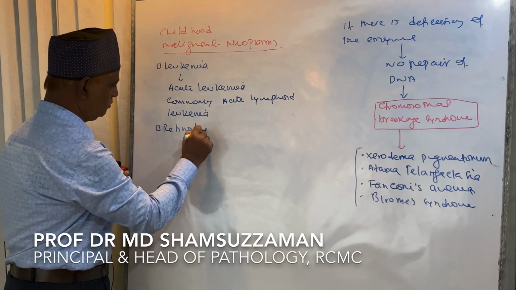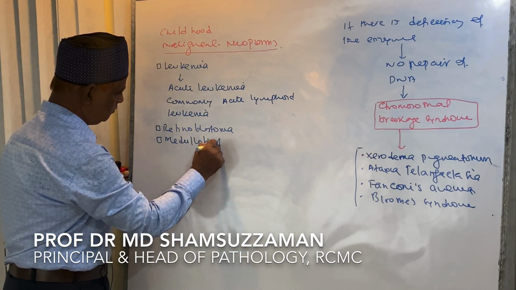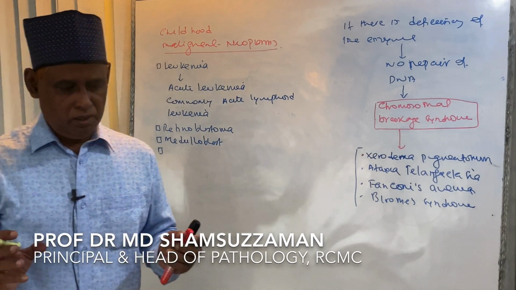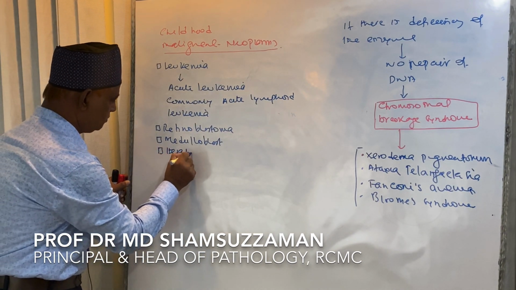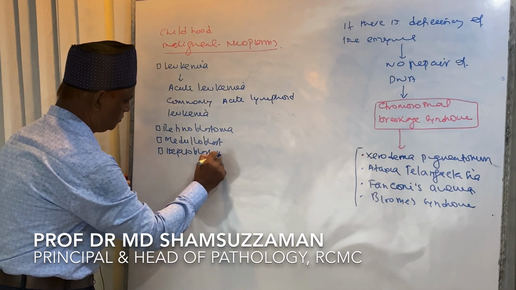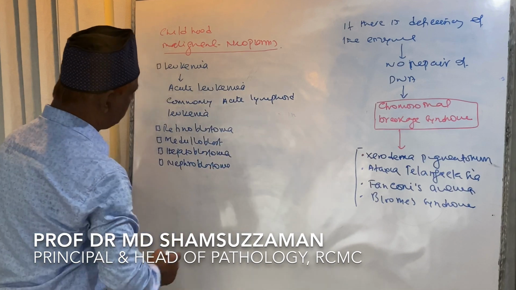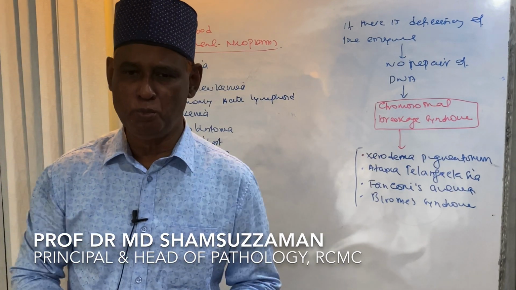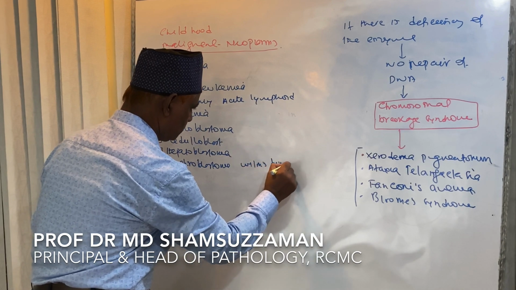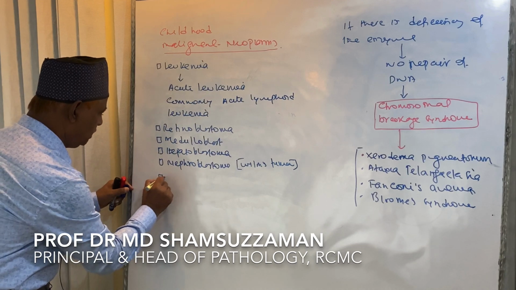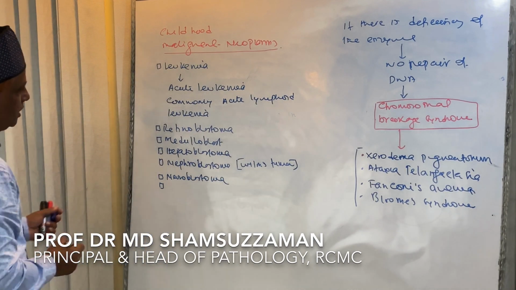Retinoblastoma, that occurs in the retina. Medulloblastoma is one of the brain tumors that occurs in childhood. Hepatoblastoma. Nephroblastoma occurs in kidney. It is known as Wilms tumor according to the name of the scientist. It is called Wilms tumor. Neuroblastoma, rhabdomyosarcoma.